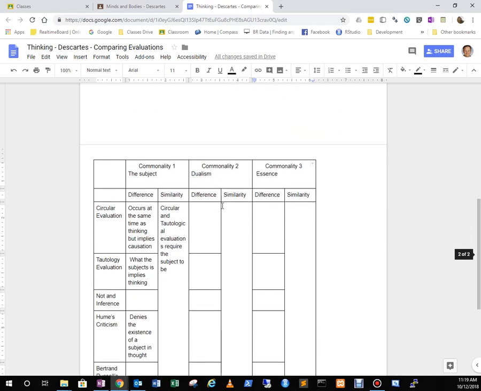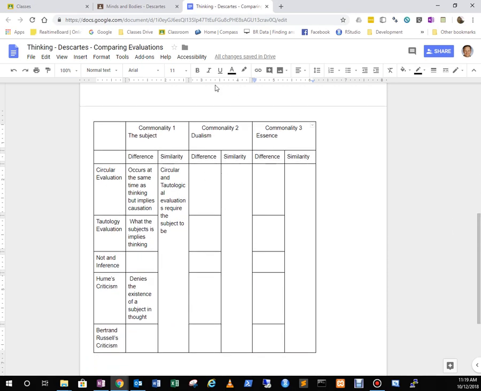Now, this is where people would naturally get confused because they may not have done a comparison table before. Now what I do is I have a look at all these different evaluations and I think about what they have that's unique when thinking about the subject, because that's going to be the difference. So in the circular evaluation, we know that according to the circular evaluation, thinking must occur at the same time that the subject occurs in order for thinking and the subject to be.